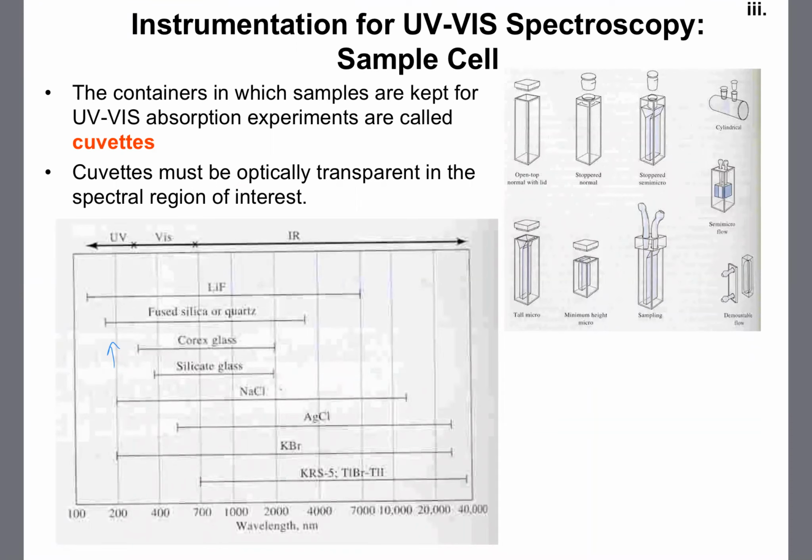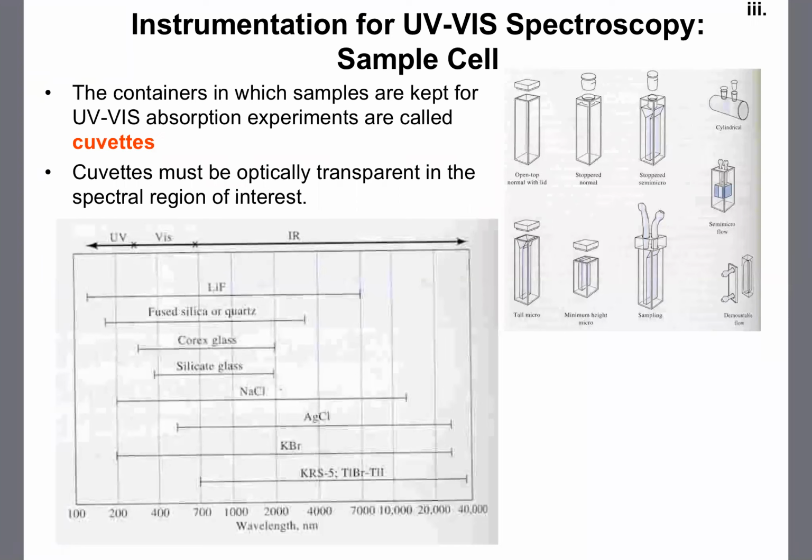It's very, very important. Now, there are many other materials on this figure. The ones down here are all salts. We typically use these for infrared spectroscopy because they're all binary salts. Lithium fluoride can also be used down here in the deep UV region of the spectrum, but these are not commonly used as cuvette materials for molecular absorption spectroscopy.